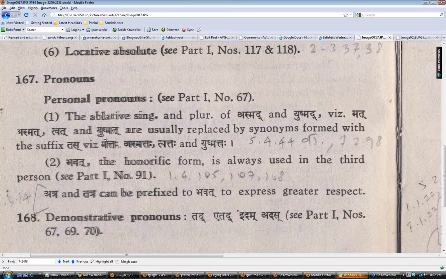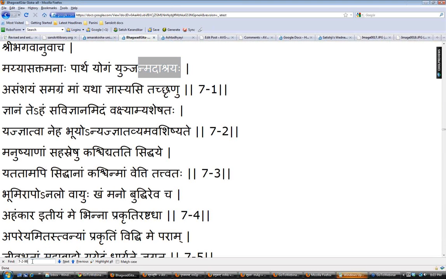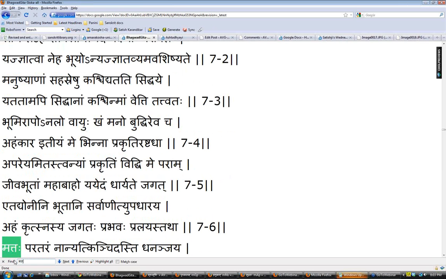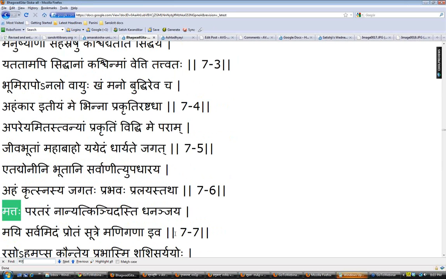The forms are synonymous with the tas pratyaya: mattaha, asmattaha, tvattaha, yushmattaha. This comes in the Gita. Mattah parataram nanyad, kinchidasya dhananjaya, and tvattah kamalapatraksha. Both come in the Gita. Mattah parataram nanyad, kinchidasya dhananjaya, Maisaramidam protam sutre manigana iva, Chapter 7. There's nothing superior to me, nothing higher than me. I can see nothing different from me also.